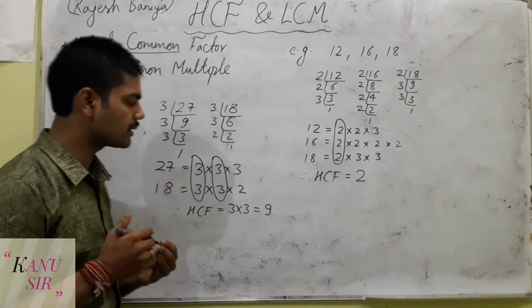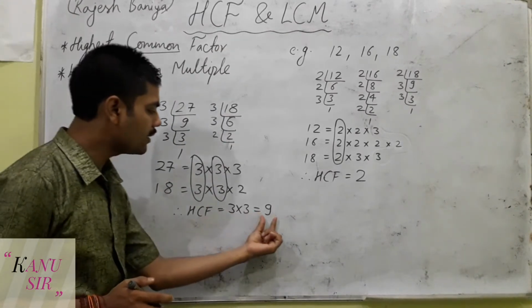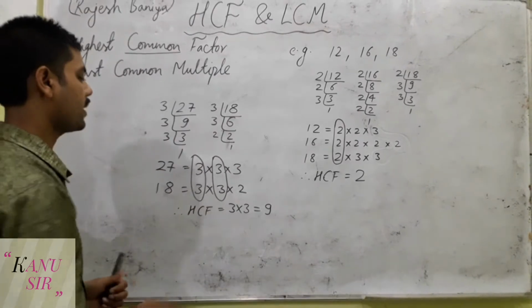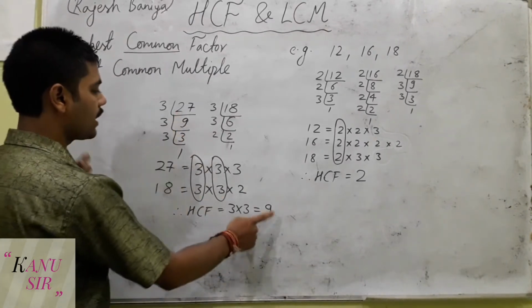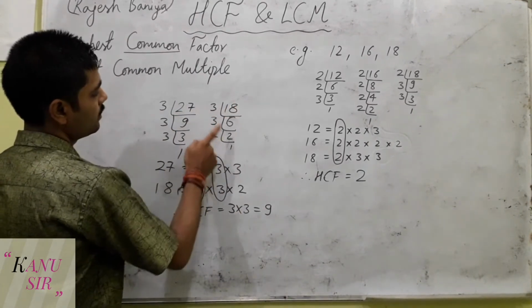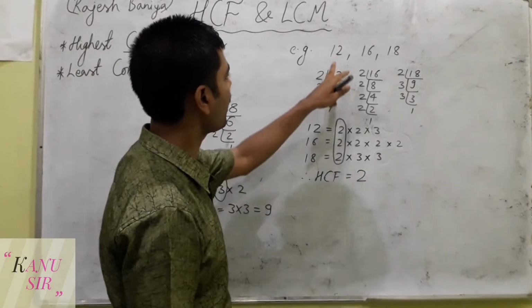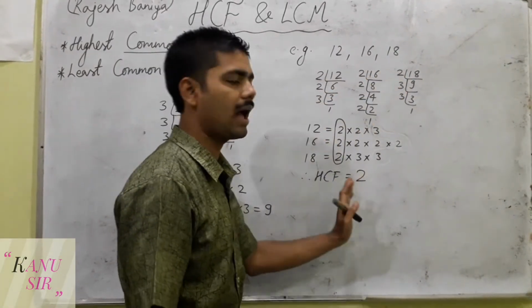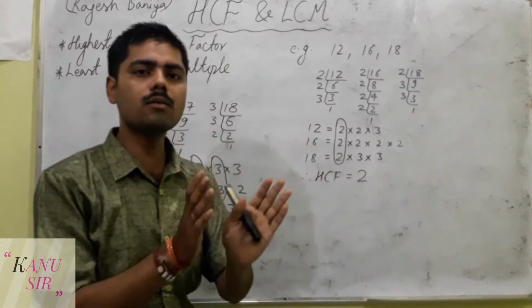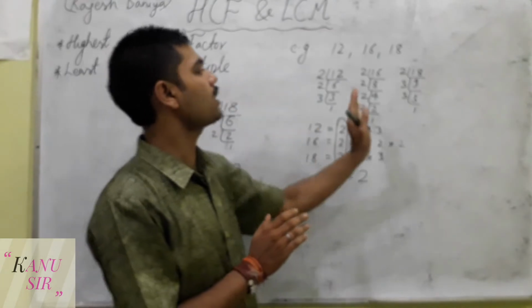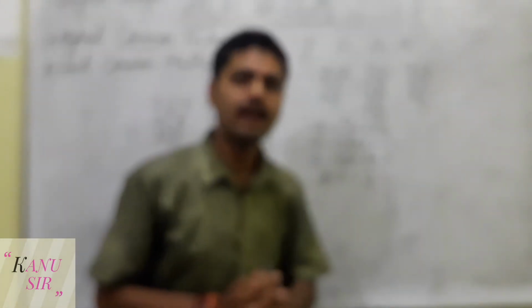Or in another understanding, 9 is a number that can divide both the numbers, so it is called a common factor. 9 times 3 is 27, 9 times 2 is 18. Similarly here 2 can divide all the three numbers, so it is the highest common factor. The number which is able to divide all the given numbers is called the highest common factor.